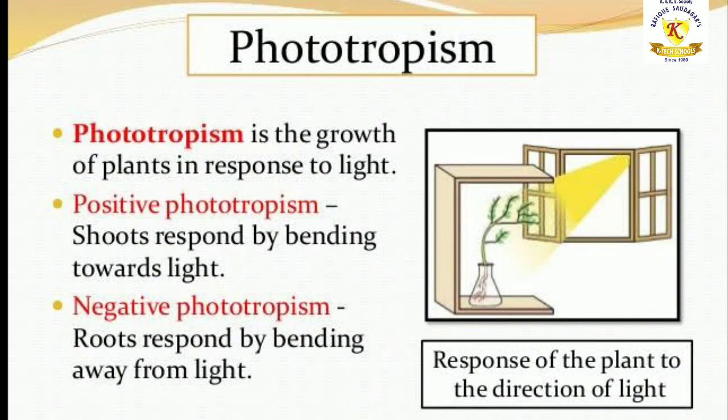Positive phototropism: shoots respond by bending towards the light. And negative phototropism: roots respond by bending away from light. So this is phototropism.